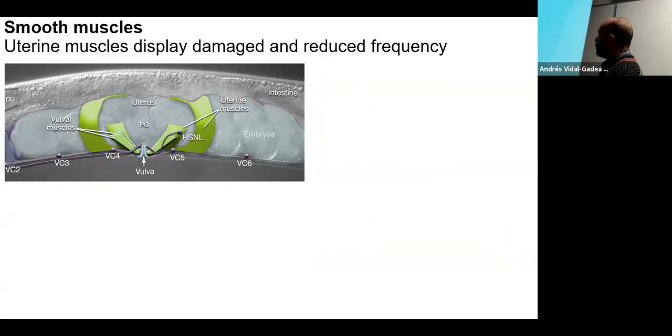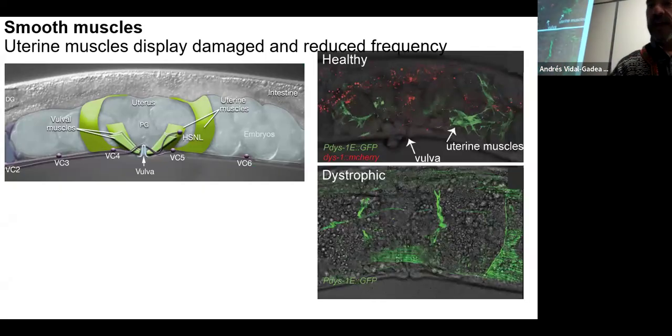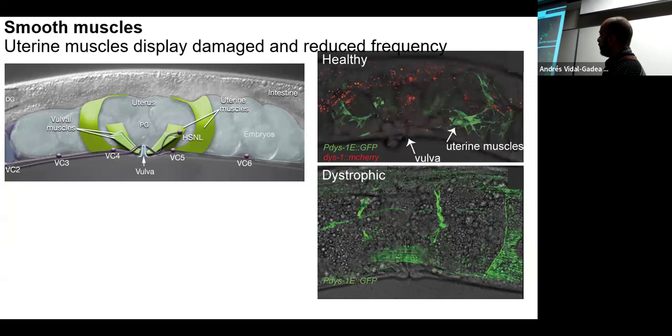So the worms have different types of smooth muscles, but the uterine muscles that they use to push the eggs out are a set of them. And they also express dystrophin. These muscles get shredded over time. They're only present when the worm is young, and then they stop. And you can see here the uterine muscles in a healthy animal, but they are gone in a dystrophic animal, right?